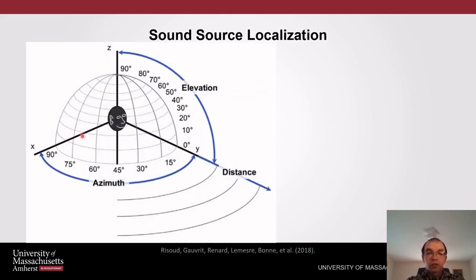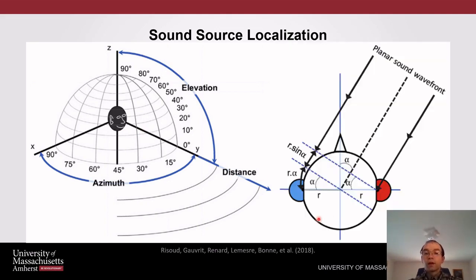Sound source localization is a method for identifying where sound comes from. So if you look at the person in the center of this figure, they have two ears. And sound is localized on three axes: the elevation, distance, and azimuth axes. With these three axes and a central point, you can figure out where sound is coming from.